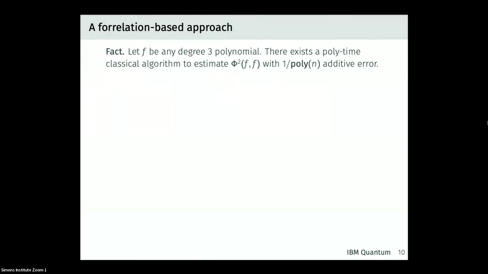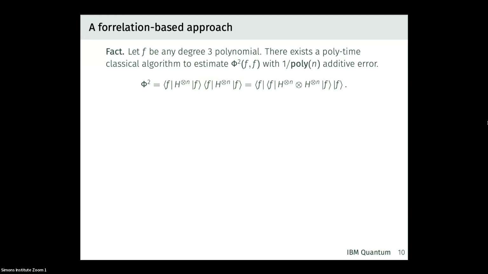He realized that there's actually a classical algorithm that can estimate the square of the forrelation to within a small additive error in polynomial time, specifically for degree 3 polynomials. Interestingly, it doesn't work for higher degrees. As I'll say later, you could consider degree 4 or higher. But let me just give a very rough sketch of how this argument works.